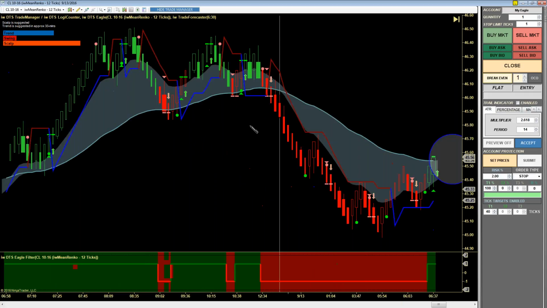Here's the opposite of the green bar sell. This is a red bar buy. That's a high probability buy signal.